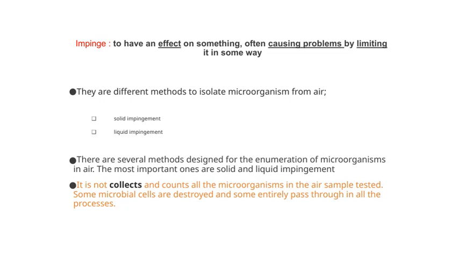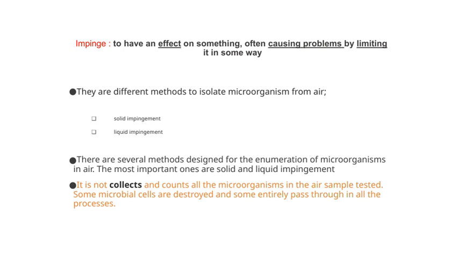When we talk about impinge, we're referring to the effect something has on another, often causing problems by limiting it in some way. In the context of air sampling, impingement methods are used to isolate microorganisms from the air. There are two main types: solid impingement and liquid impingement.